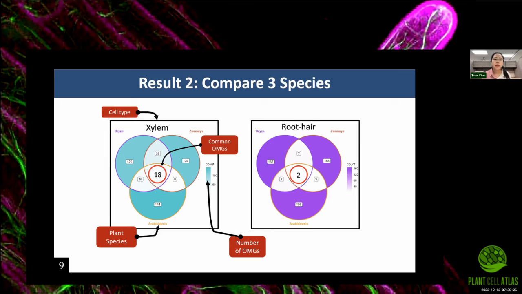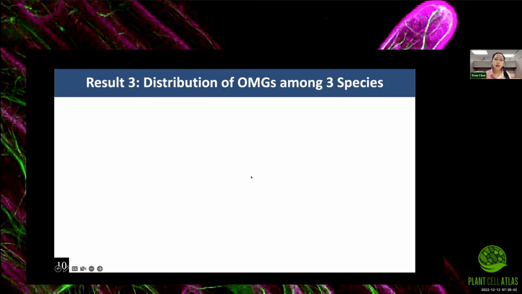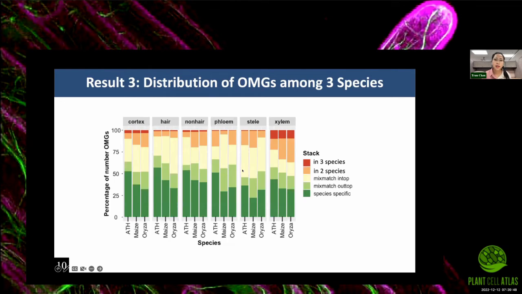The most important thing we learned from this result is that xylem is the cell type that shares the most number of common OMG among 3 plant species compared to all other cell types, such as root hair, non-hair, phloem, or cortex. The third result we have in this study is distribution of OMGs among 3 plant species.